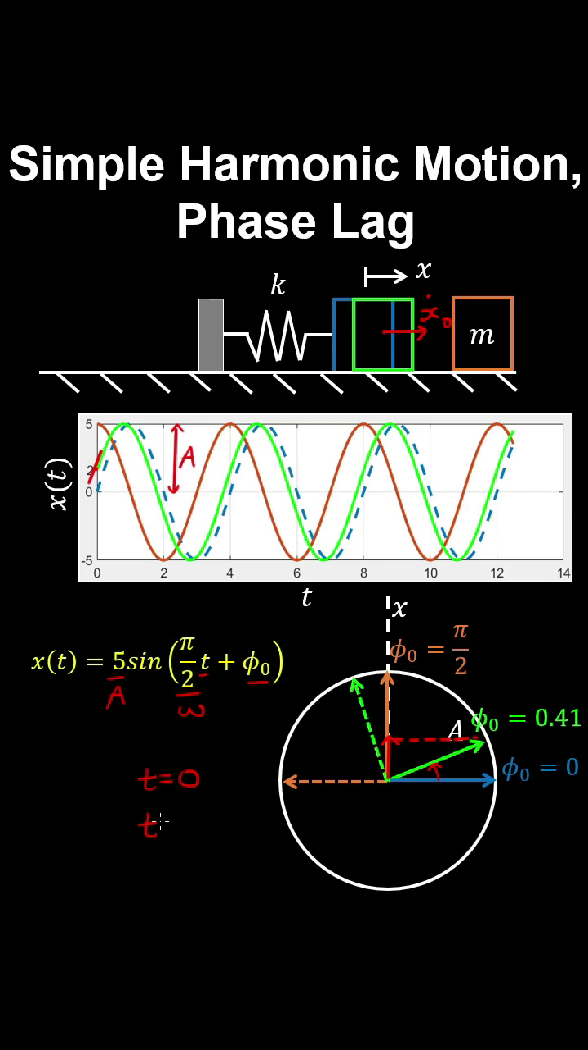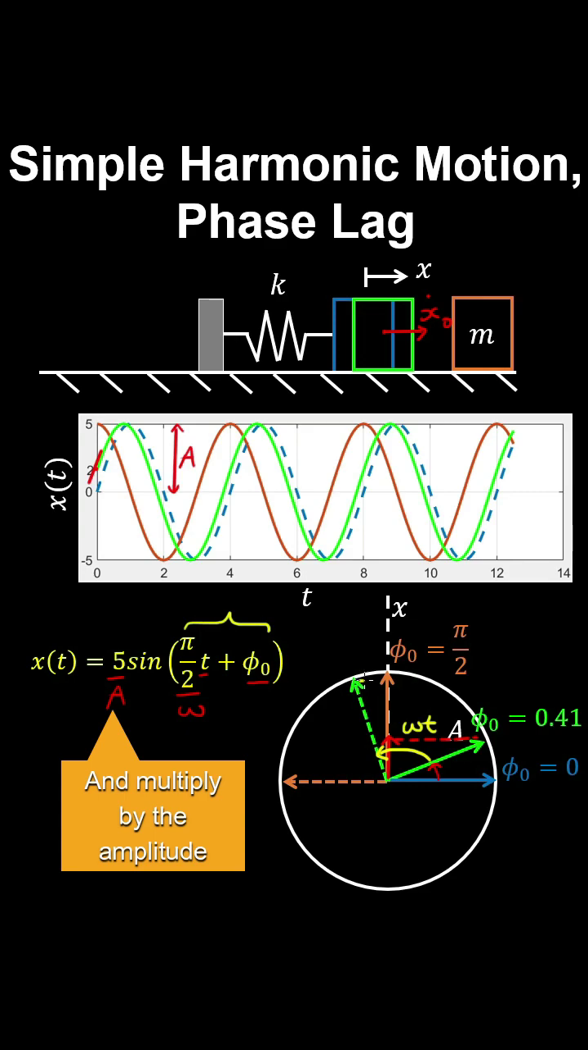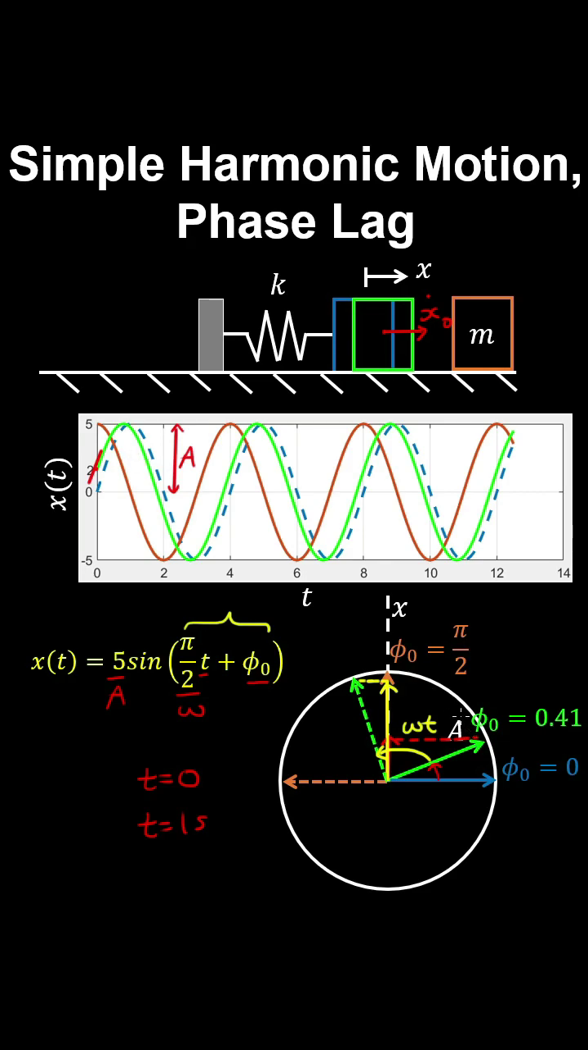Now at a time of 1 second, we simply add pi on 2 to the initial phase, so we're basically just adding omega t. And therefore taking the sine of the phase angle gives the next position of the block, which is close to the amplitude of the oscillation. So we can see that each block lags behind the other, and that's what the initial phase represents.